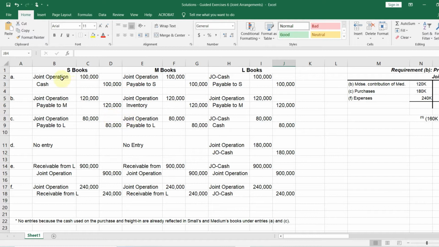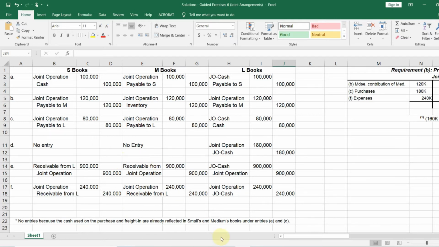Si S, si M, at si L ay nag-join for a joint operation. Okay, classified as joint operation. And then, we were asked to journalize the transactions given to us.